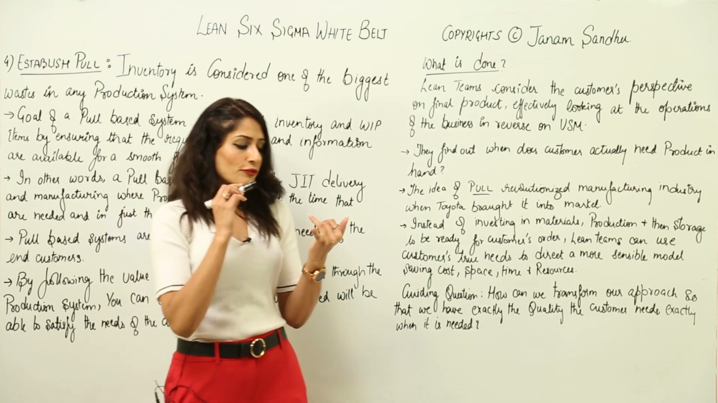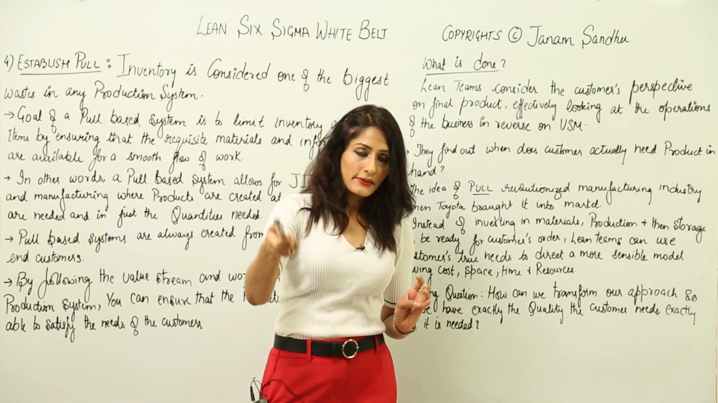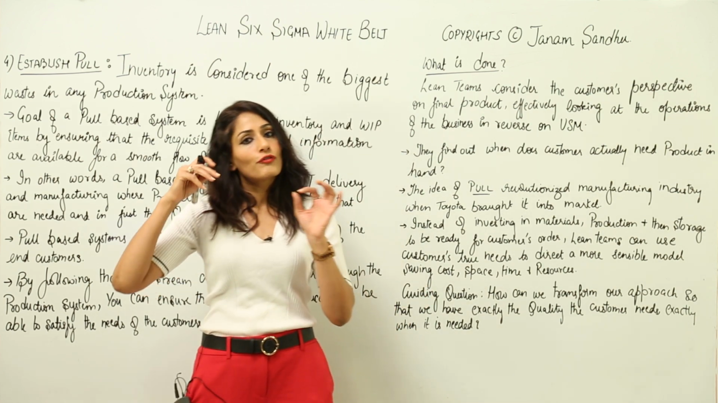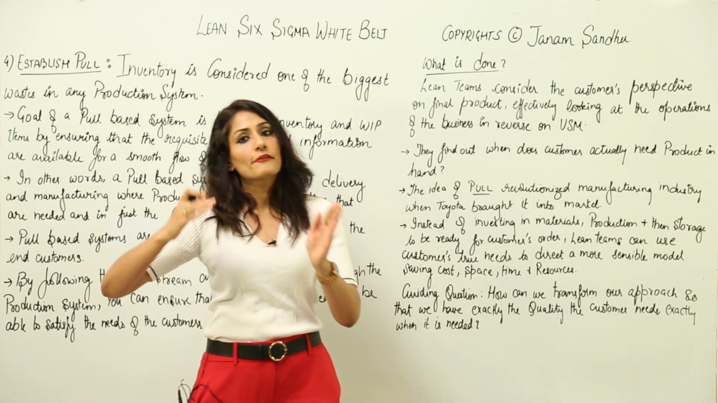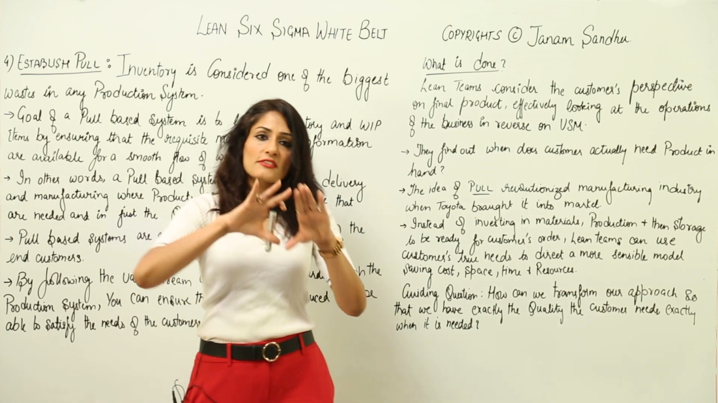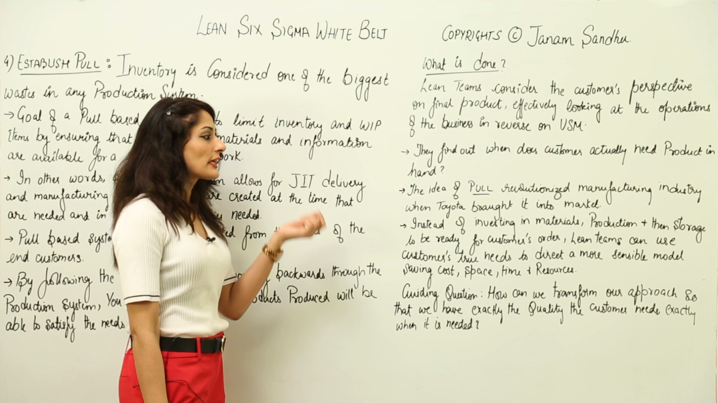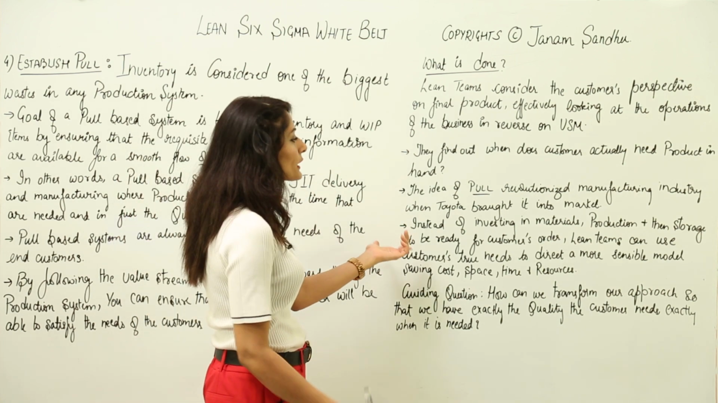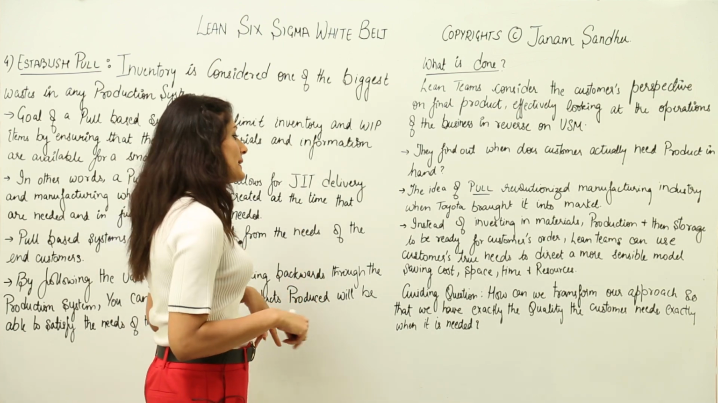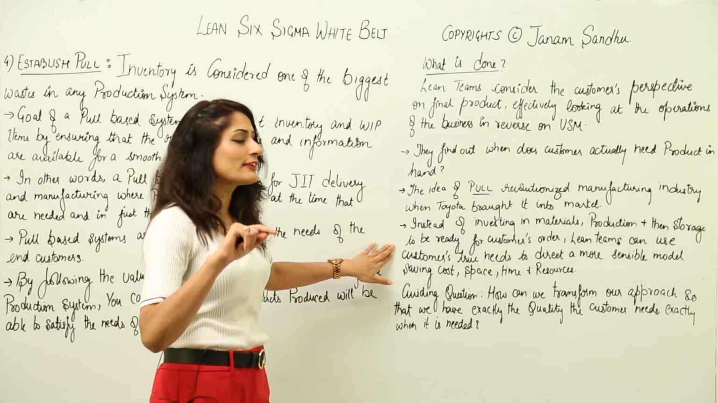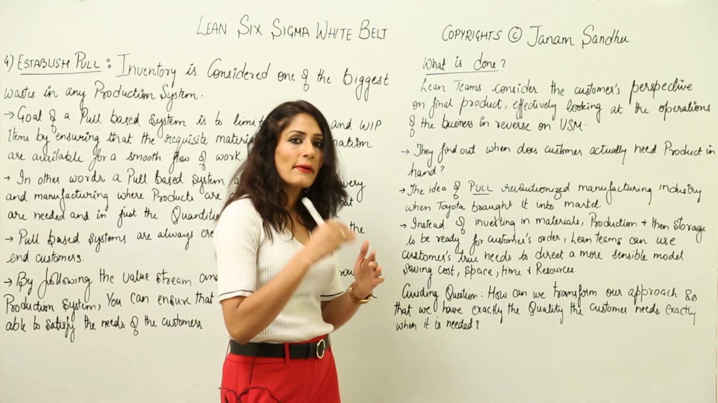You know why? Because first of all, you are not stocking up unnecessary inventory, you are not making unnecessary finished products, and your workforce and your materials are not overloaded with work because they are ready for what they need to create. So, this system is a wonderful system, it was a revolutionary system. And instead of investing in materials, production and then storage to be ready for the customer's order, what do lean teams do? Lean teams can use customers' true needs to direct a more sensible model which saves cost, time and resources.